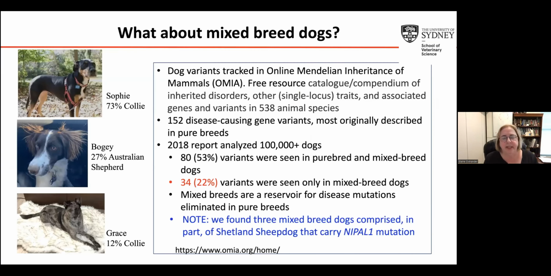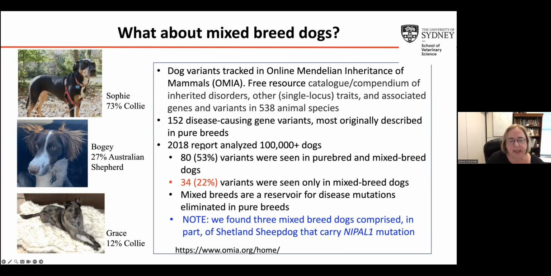Now, people always say you give these seminars on purebred dogs. Well, what about mixed breed dogs? Well, mixed breed dogs are increasingly a big part of the story. So you may know that dog variants are tracked in something called Online Mendelian Inheritance of Mammals. It's a free resource that's kept or developed by investigators in Sydney School of Veterinary Medicine. It's a compendium of inherited disorders, other single locus traits, associated genes, and variants in 538 animal species. There are 152 at the time I made this slide disease-causing gene variants that were in the catalog for dogs, and most were originally described in purebred dogs.